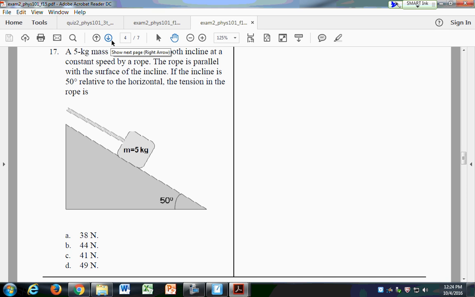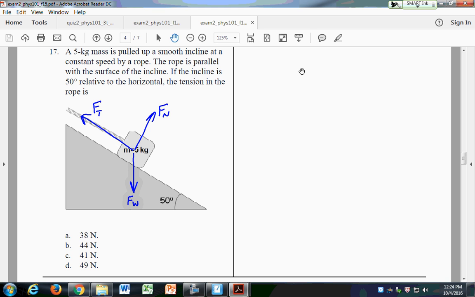But here, if I want to know the tension in the rope, the first thing I want to do is draw all the forces that are being applied. I have force weight. I have the tension in the rope, I'll call this Ft. And then I have normal force. Do I have any friction? It says it's a smooth incline, and it doesn't say anything about friction, so we'll assume no friction at all.